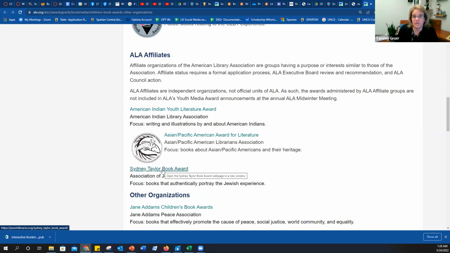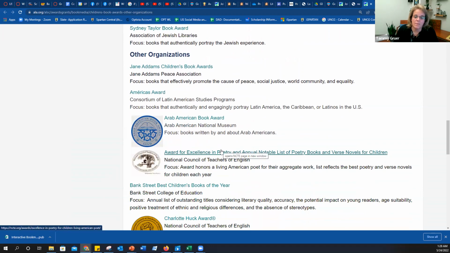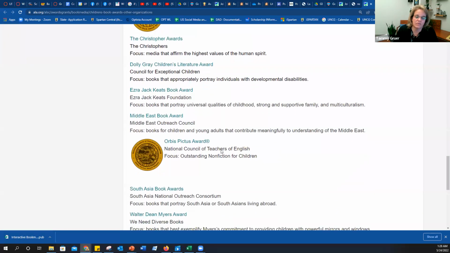Many times we don't even know what we don't have. We don't know the most current literature for that particular population. So by looking at these particular awards, we can get a start. That's one reason they're so important. But I could just keep going. There are so many different awards here.